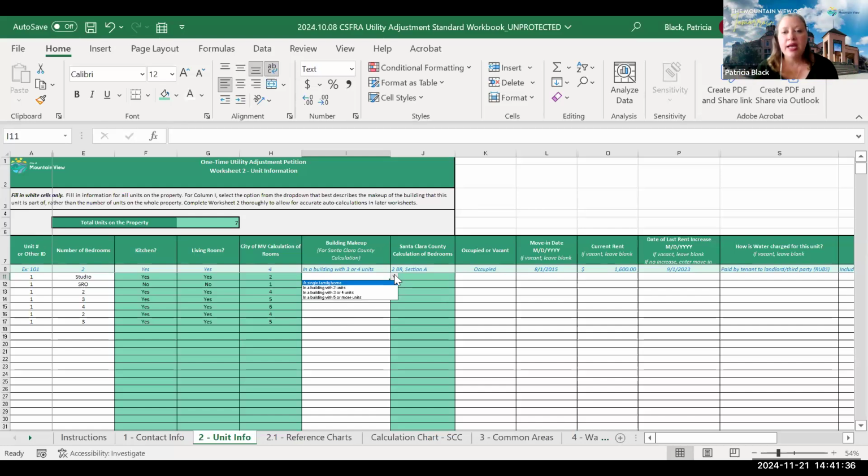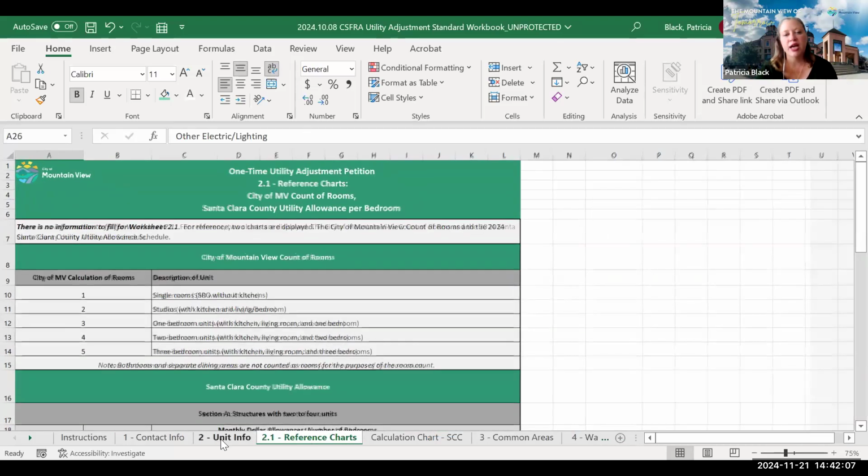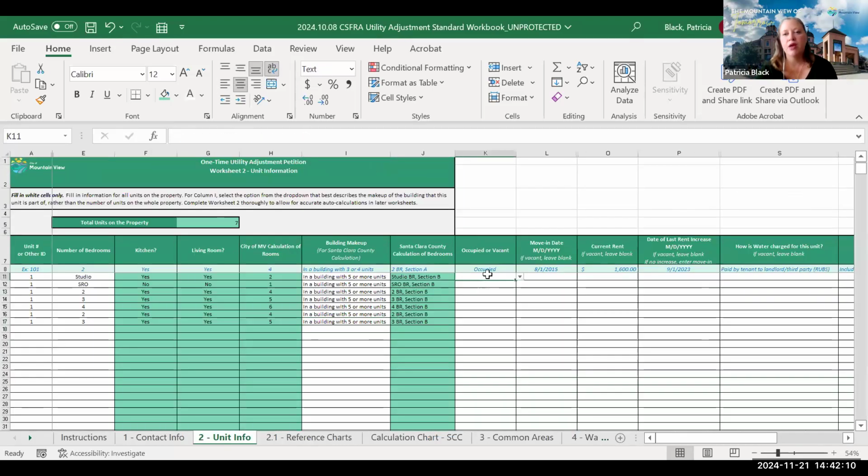So for the building makeup, you're looking at the number of units in the building. So if you have a building with 5 or more units, I'm going to say everyone in this property lives in the same building. So we have 7 units on this property. I'm just going to click this same one for all of them. They are all in one building. Okay, so you can see it picked up from this reference chart the information that it needed to complete that section. So we don't have to worry about that column.